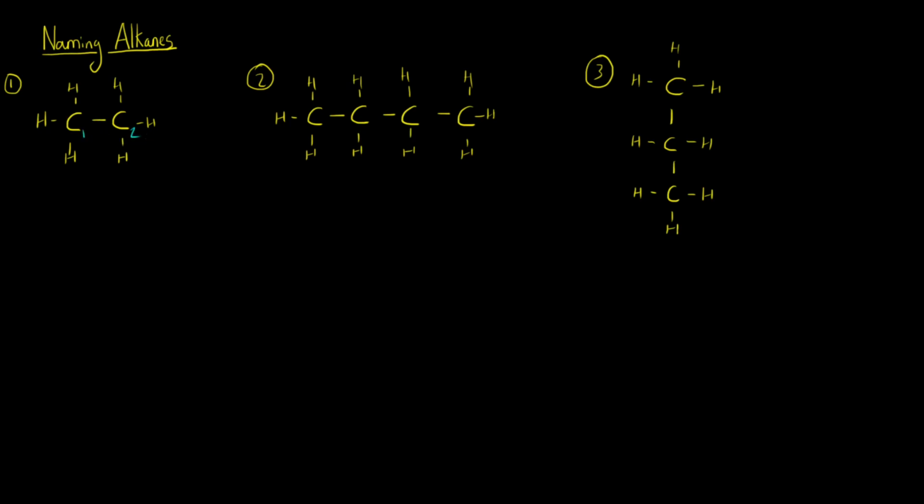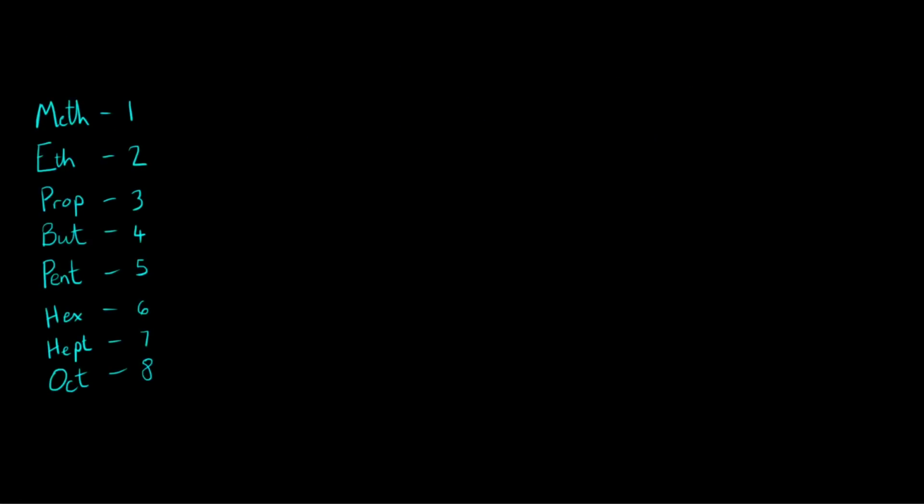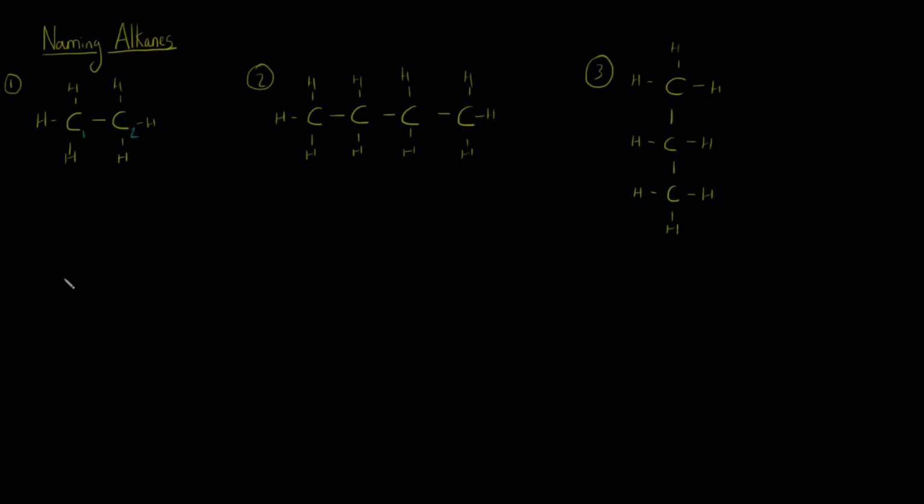And if we cast our mind back to last video when we talked about our prefixes for the number of carbons, hopefully we can remember that when we have 2 carbons, then the prefix is eth. And as I said last time, we need to remember the first 8. We need to remember from meth, eth, prop all the way down to oct and the equivalent number that each prefix stands for. So back to this example, then we see that we've got 2 carbons, and if we've got 2 carbons, we should know that the prefix is eth.